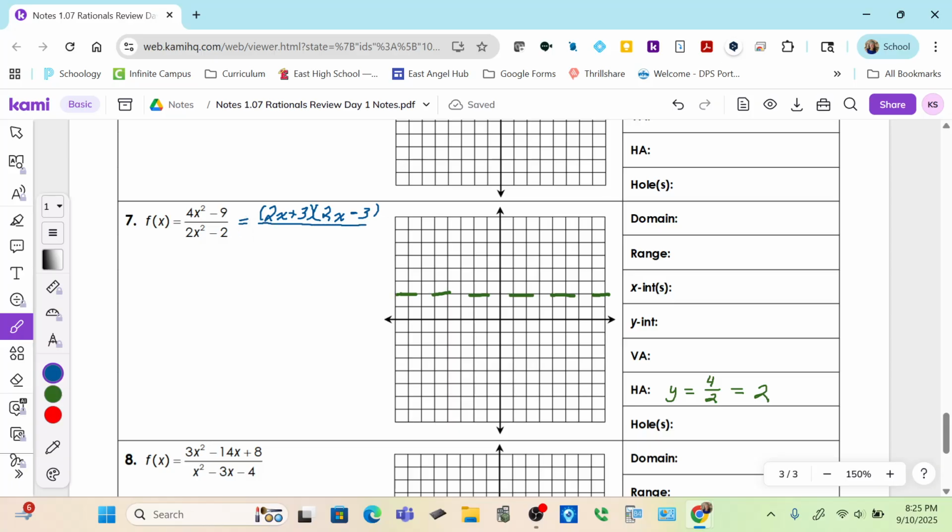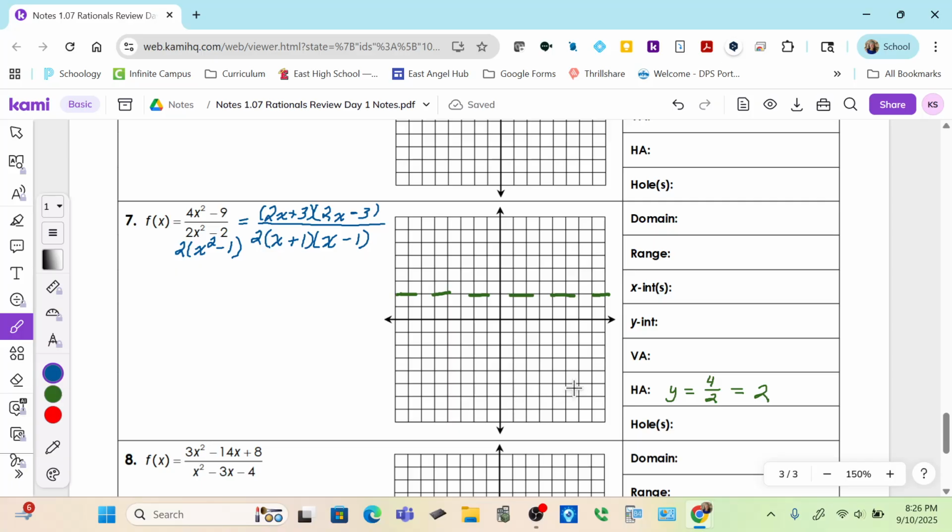For the denominator, I notice that there's a common factor of 2. So I'm going to factor out that 2 just so I can see what's left. When I factor out the 2, I'm left with x squared minus 1. That is also a difference of squares. So my denominator has 2 times x plus 1 times x minus 1. Those are the square roots of the two terms in x squared minus 1.